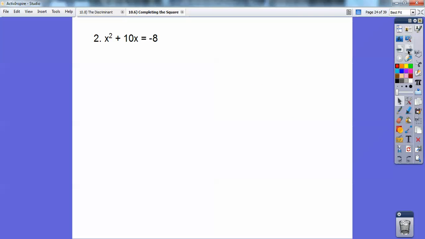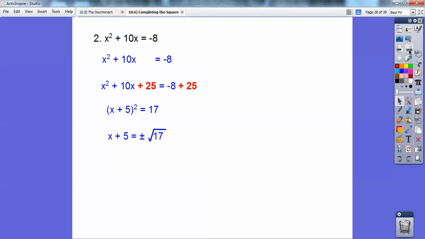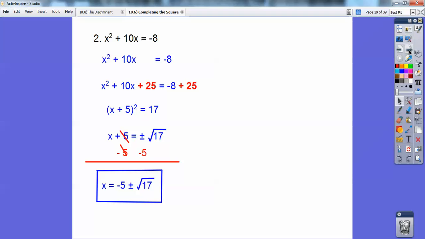Okay, here C's already on the other side, so I don't need to add out C. Half of 10 is 5. 5 squared is 25, so I'm going to go ahead and add 25 to both sides. Okay, on the left, this sign goes in the middle, so a plus, so it's going to be x plus the square root of that is 5. X plus 5 squared equals 17. Square root both sides, plus or minus square root of 17, subtract 5, and you get negative 5 plus or minus square root of 17.